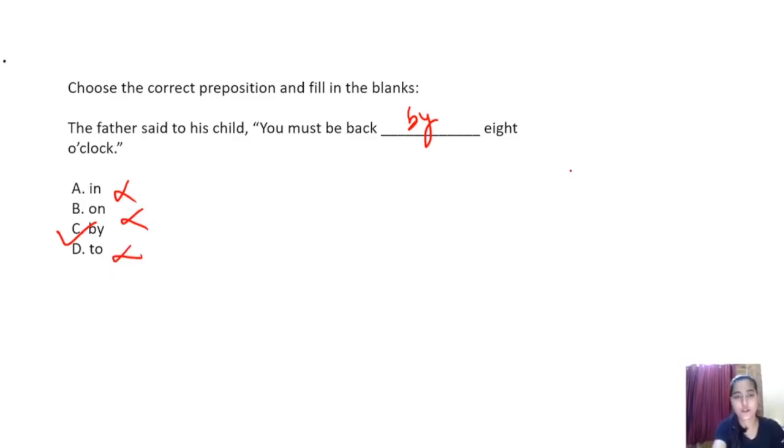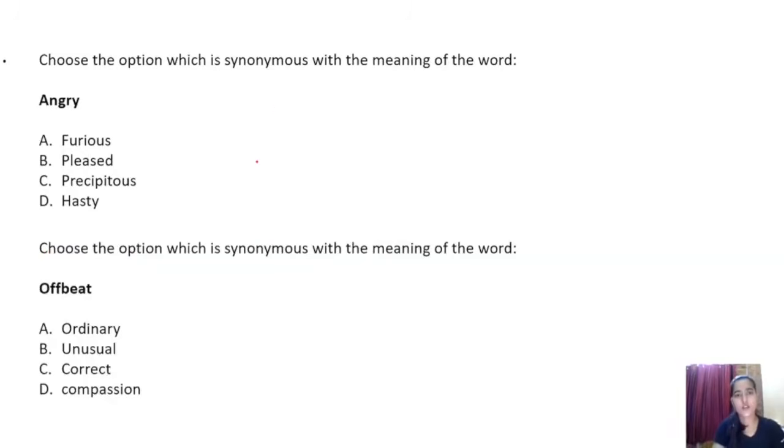Let's see our next question now. Okay, so choose the option which is synonymous with the meaning of the word. Now, angry. Angry means when you are annoyed, right? जब आप गुस्सा होते हो. So you can directly find, even if you are not aware of the meaning of these words, although angry is a very easy word and perhaps you are going to get it in your test, but that's okay. Let's revise this as well. Furious. Furious means annoyed, angry hona, right? So this will be the correct answer for this one.